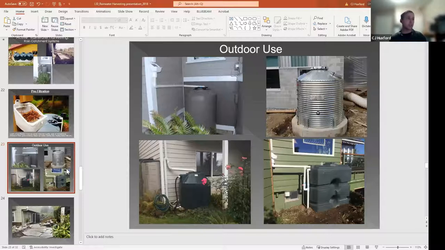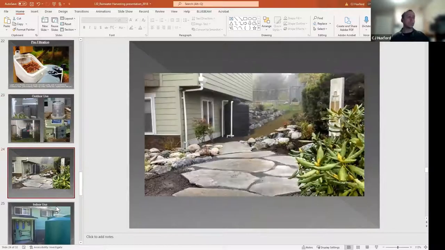So there's no regulations on using rainwater catchment for outdoor use. When you start to use it indoors, that's where certain things like a plumbing permit for non-potable use indoors, or potable use, come in. There are other considerations to make and agencies or jurisdictions to check with to make sure that you follow those permitting processes. So here's another example of an outdoor use tank.